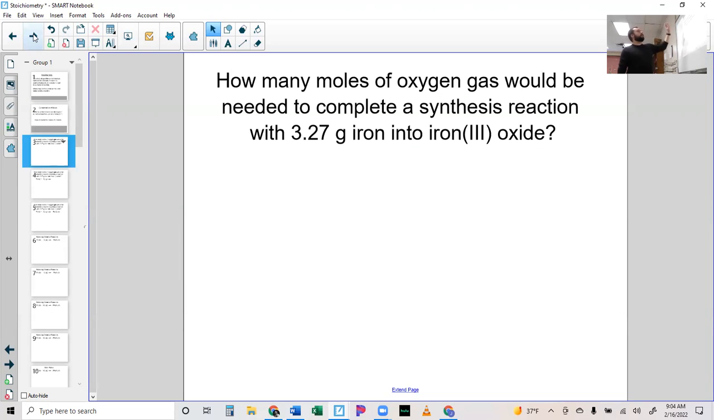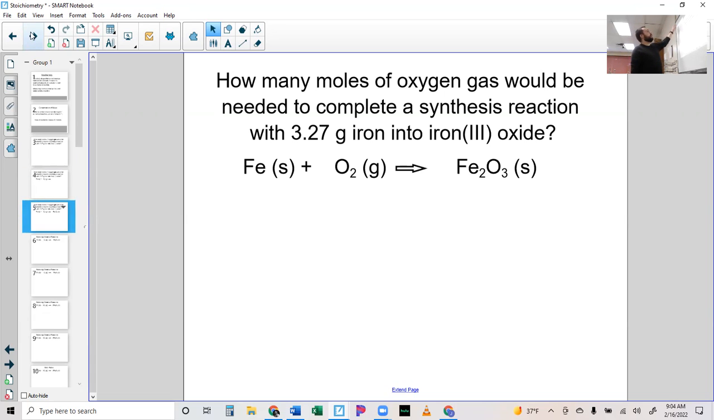So when we're doing these, first example: how many moles of oxygen gas would be needed to complete a synthesis reaction with 3.27 grams of iron into iron(III) oxide? You guys are pretty familiar by now with types of reactions. So we start out with the iron and the oxygen. They synthesize iron(III) oxide there.